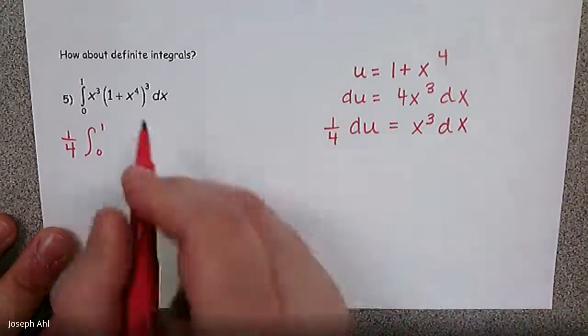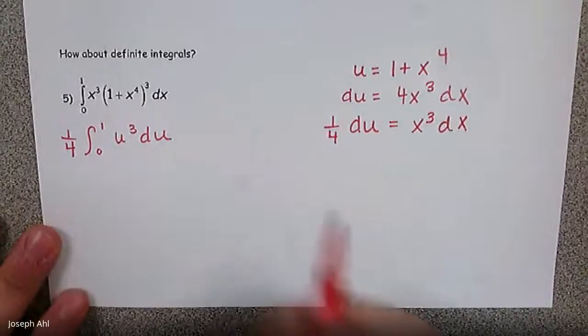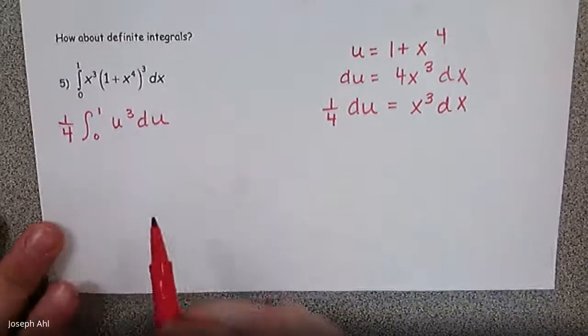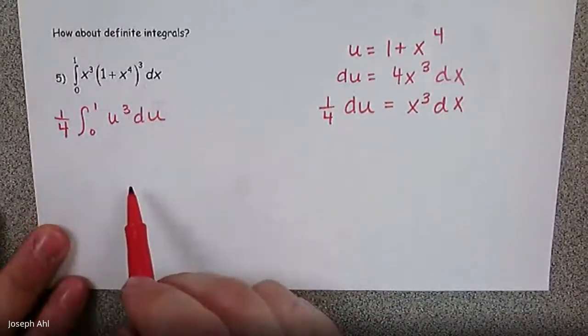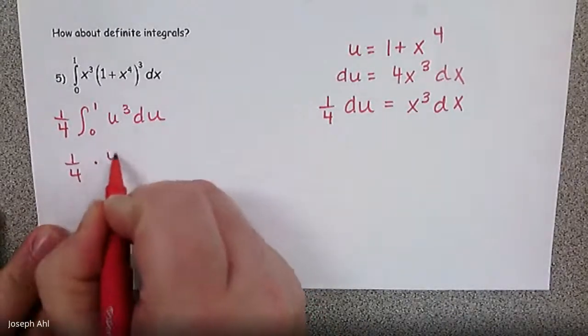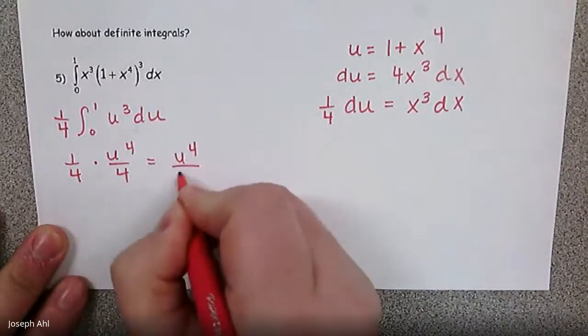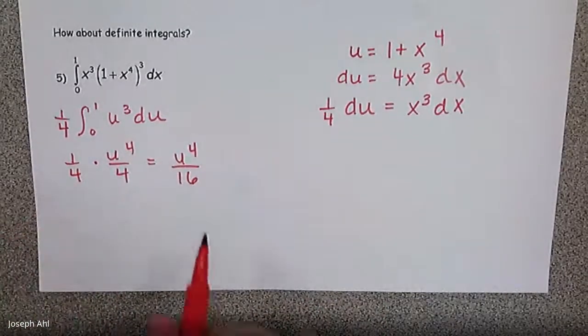let's see, it's going to be u cubed du. So if I use my anti-power rule, that's u to the 4th over 4. So u to the 4th over 4 times 1/4 is really u to the 4th over 16. Okay. Now here's the deal.